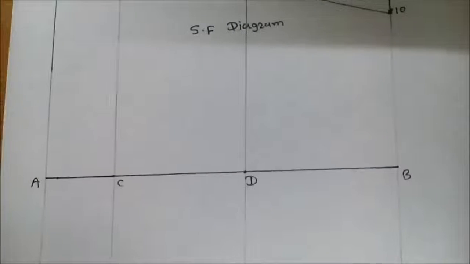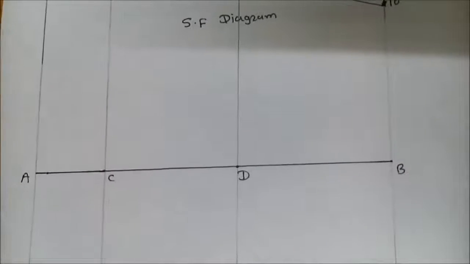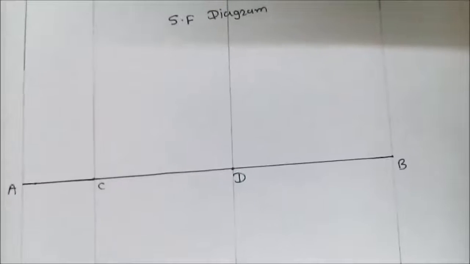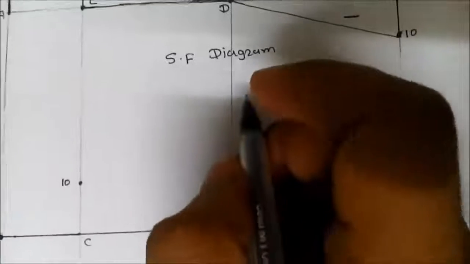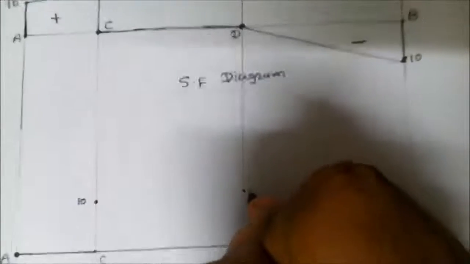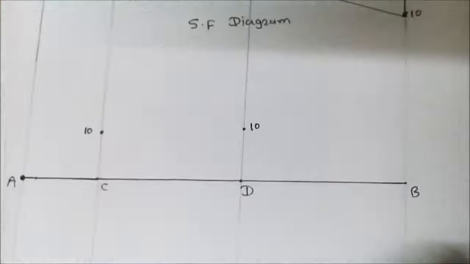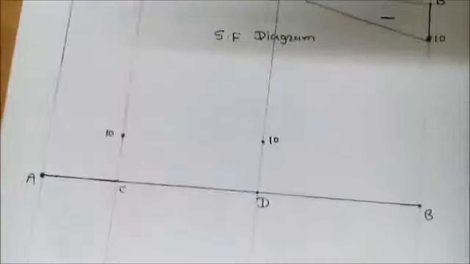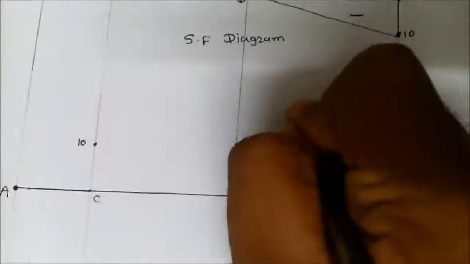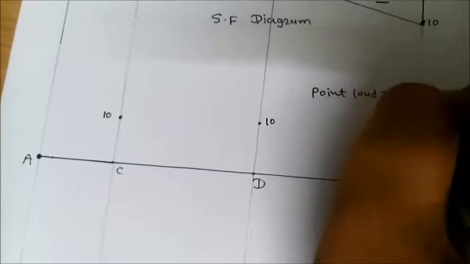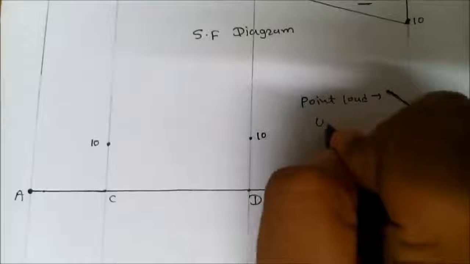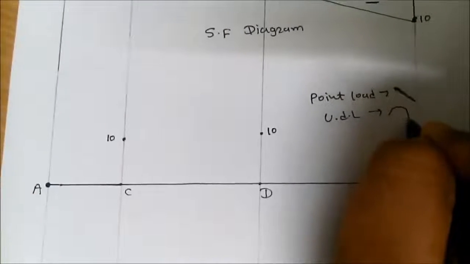Then draw the bending moment diagram. In the bending moment diagram, first you mark the bending moment. At point A, bending moment is 0. At point C, bending moment is 10 kilonewton meter. At point D, again bending moment is 10 kilonewton meter. And at point B, bending moment is 0. In the bending moment diagram, wherever there is a point load, draw an inclined line, and if UDL is acting between points, then draw a curve type.